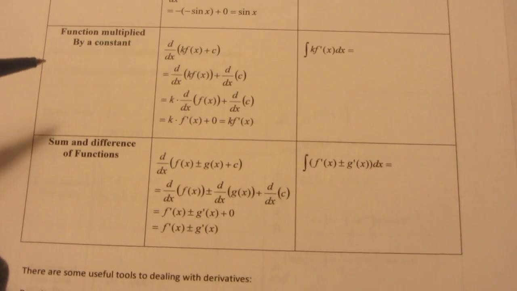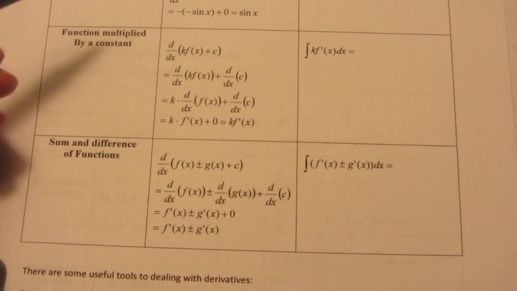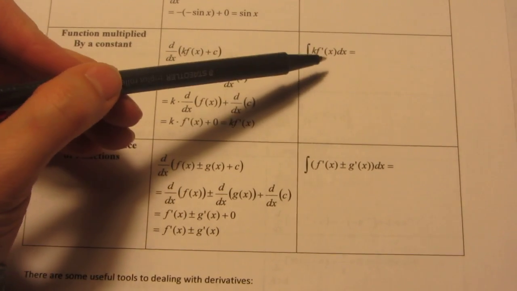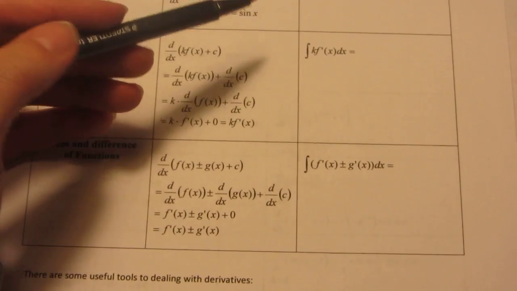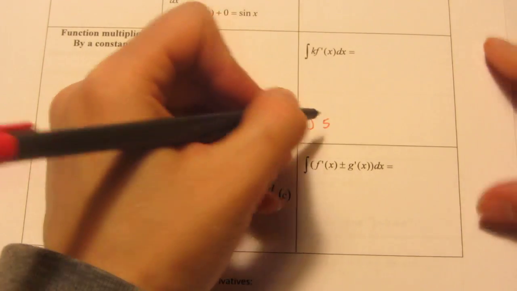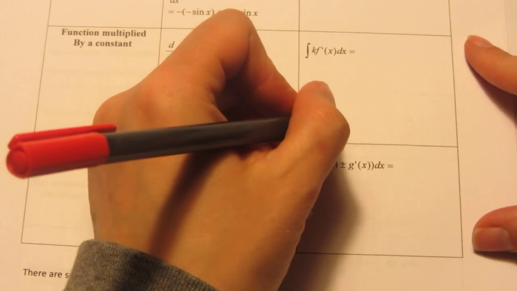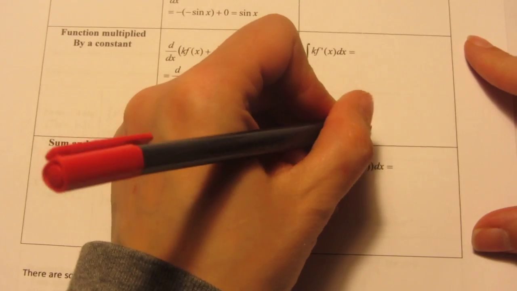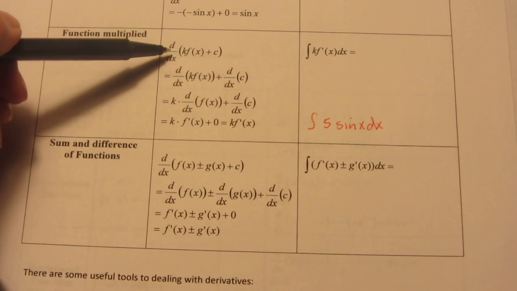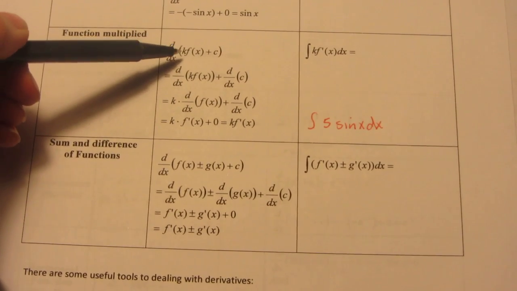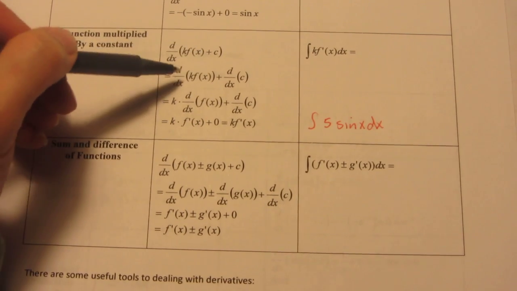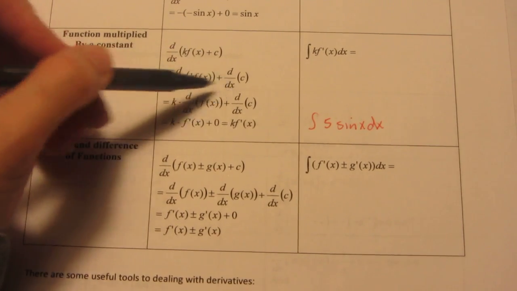Okay, the next rule is a rule that actually gets used quite a bit. Whenever I have some constant times whatever function comes next, it really does not matter. I could have had something like 5 and then using what we just did before, a sine of x dx. The key here is when I take the derivative of some constant times the function itself plus c, I can take the derivative of each part individually here.